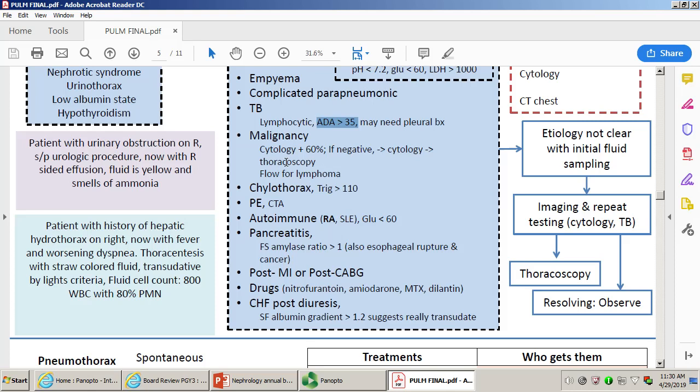For malignancy, you're checking a cytology. It could be a lymphomatous pleural effusion, so checking flow as well on the fluid. Cytology can be negative, still in the setting of a malignant effusion. So this is where, if all of your workup's negative and you don't have an answer, sometimes repeating the thora for a second round of cytology is helpful. A chylothorax has elevated triglycerides. You can also see that with malignancy, lymphoma, trauma, LAM. Remember how we talked about LAM having chylous pleural effusions?